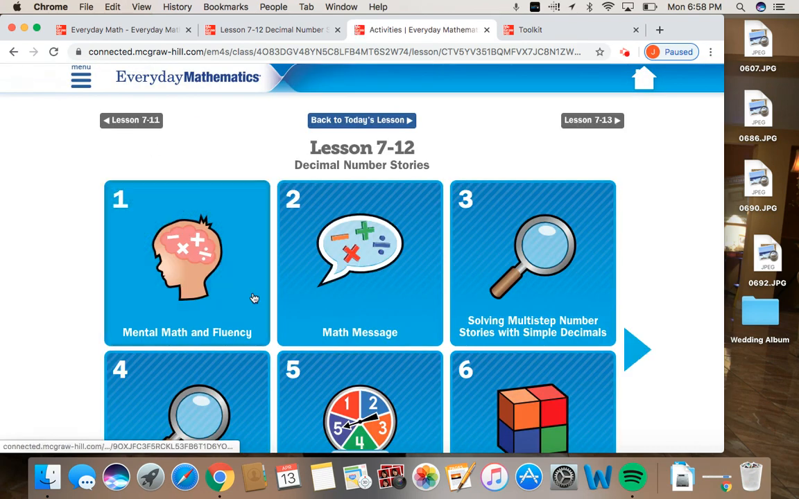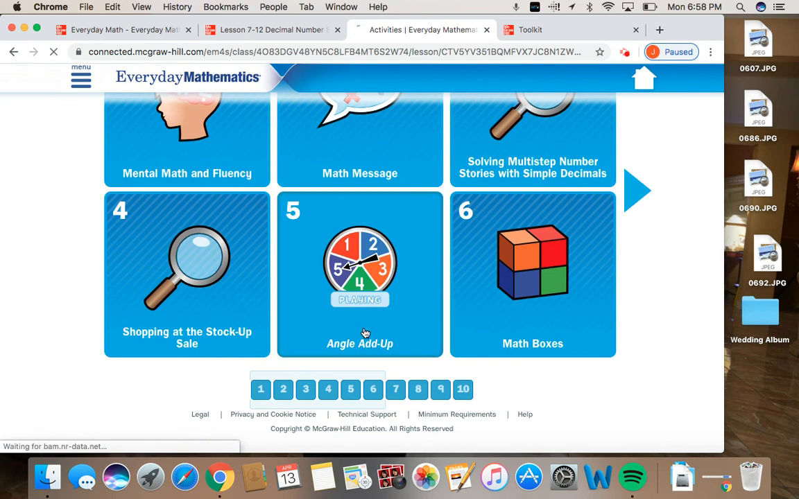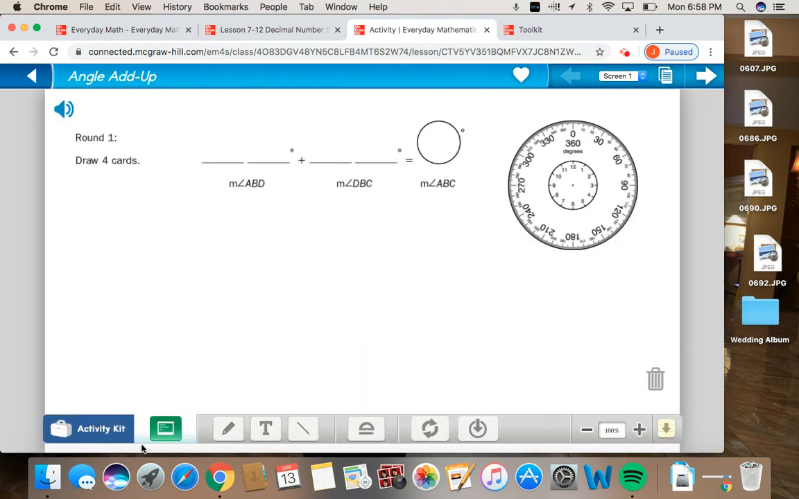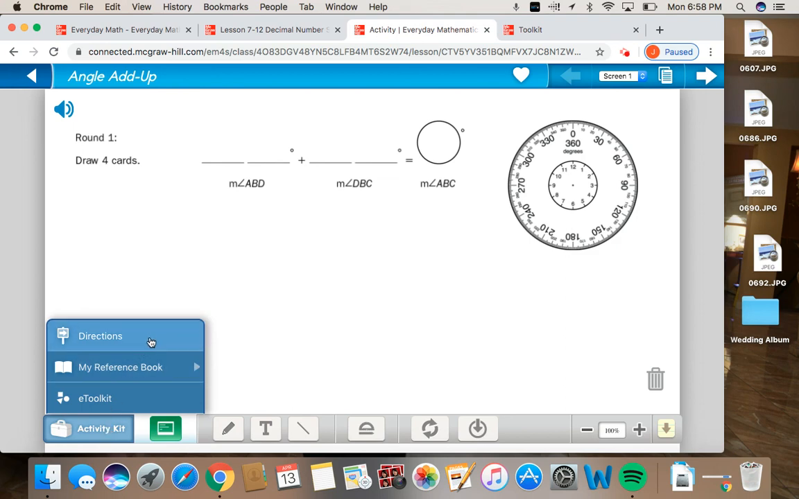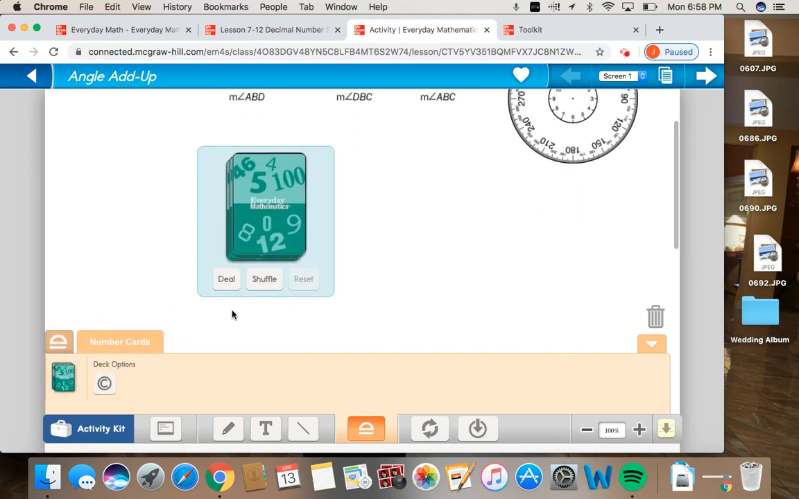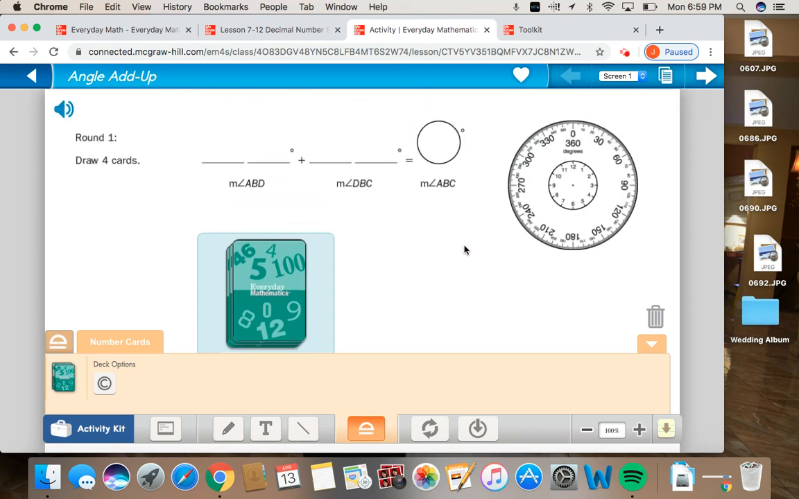You also have the game here, Angle Add Up, which would be a great game to play. They give you all the materials that you need. In your activity kit, you have the directions, and they give you the cards that you can shuffle right here. You just bring up the cards, and it gives you a choice to deal or shuffle. So that would be a great game to play to review adding those angles.